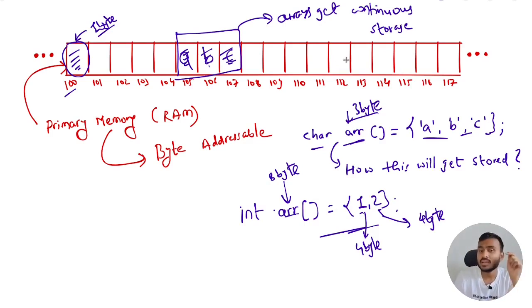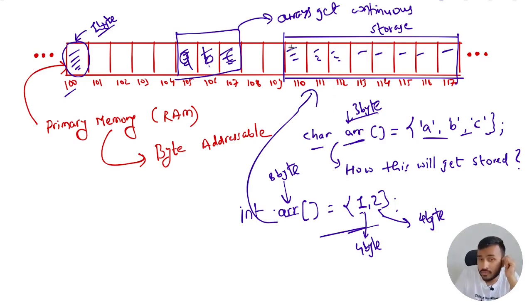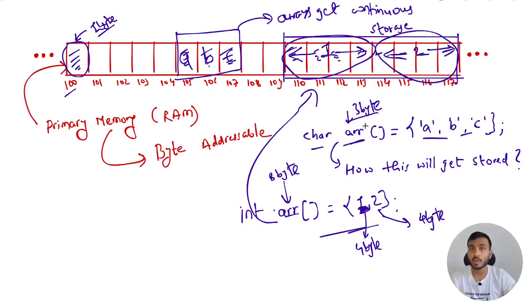So 8 continuous bytes. Let's say we get memory over here: 1 byte, 2 bytes, this is 3, 4, 5, 6, 7, 8. So this entire space will be needed in order to store this arr. The first 4 bytes will be allocated for the first element. So in these 4 bytes your 1 will be stored, and in the remaining 4 bytes 2 will be stored. Basically 1 is stored in the first 4 bytes and 2 in the next 4 bytes, because each and every integer needs 4 bytes of memory.